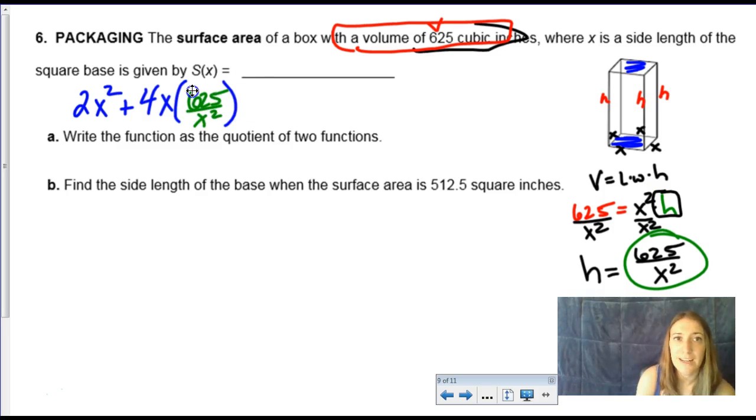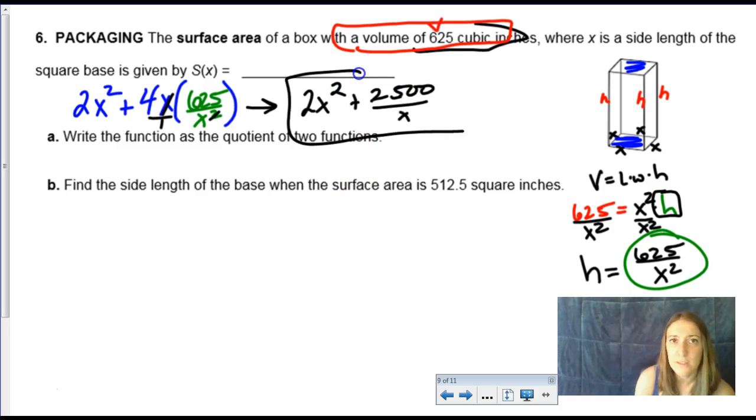Okay, which I can actually pretty that up a little bit, couldn't I? Now, if I'm about to use my calculator, I don't know if I care, but let's clean it up anyways. This fraction right here, one of the x's would cancel. So I think I cheated. It's 2500. So this becomes 2x squared plus 2500 over just a singular x, because one of the x's cancel. So this is a good representation for the surface area of the box. Write the function as a quotient function.